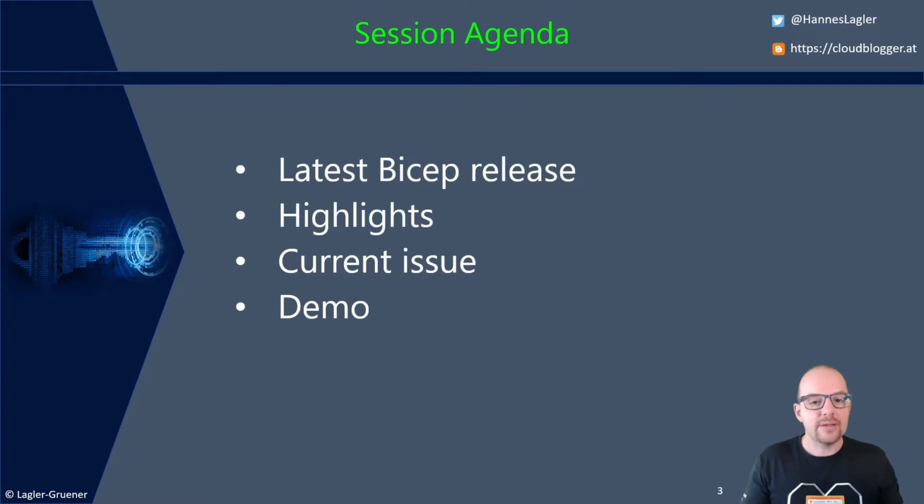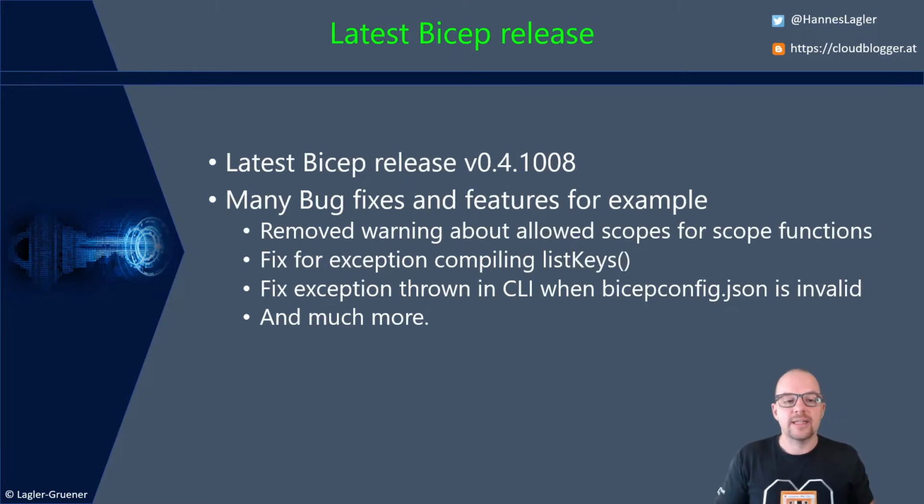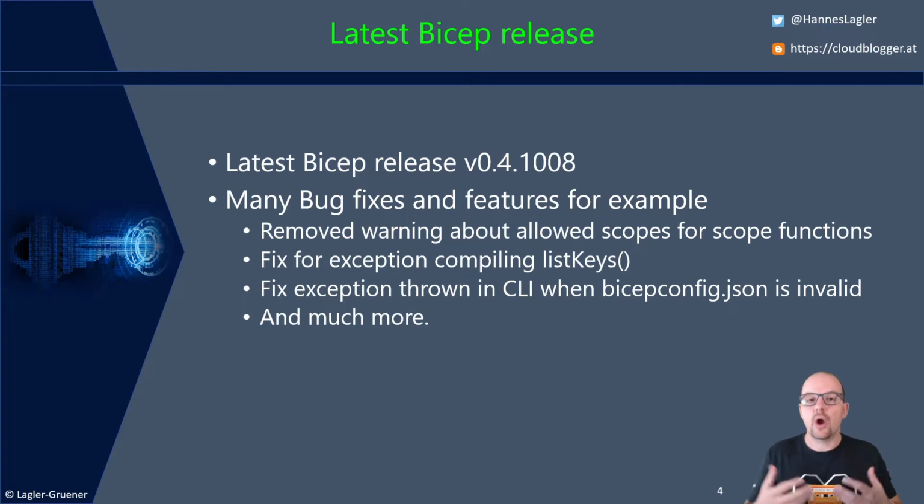So let's go ahead and talk about the latest Bicep release. The current version is 0.4.1008. This is the latest version. You can install it directly, or you can update your existing Bicep version, whatever you prefer. There are many bug fixes and features included, so you can visit the website to see the whole list. But I want to give you a short overview about the main features and bug fixes.